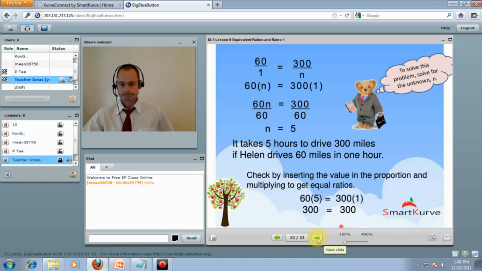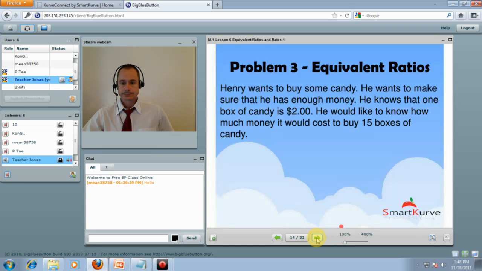So, new example. Problem 3. Henry wants to buy some candy. He wants to make sure that he has enough money. He knows that one box of candy is $2. He would like to know how much money it would cost to buy 15 boxes of candy. So now, before I go on, I want you to think a little bit about this problem. Try to put up your own ratios before I show you the answer. So I will give you some minutes to try and do this by yourself.